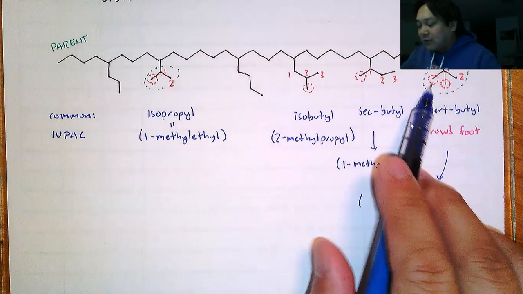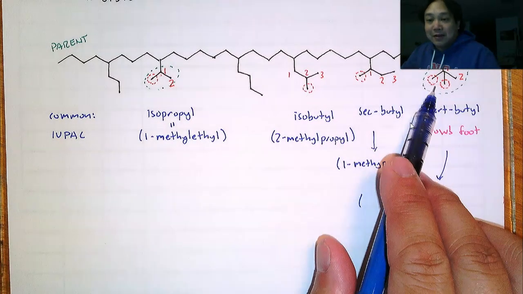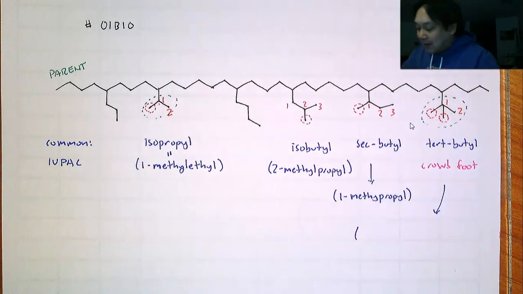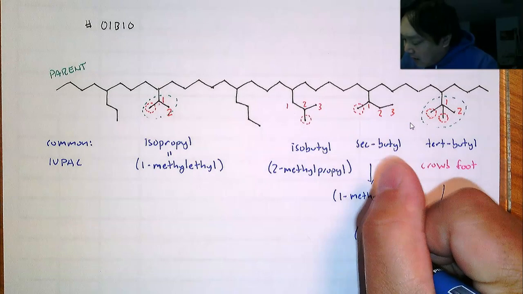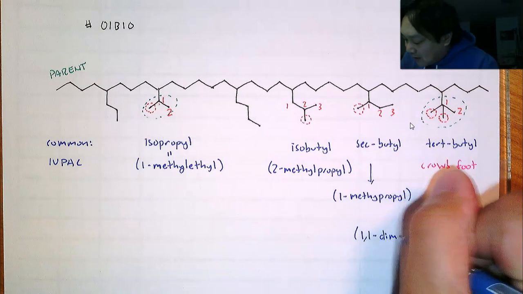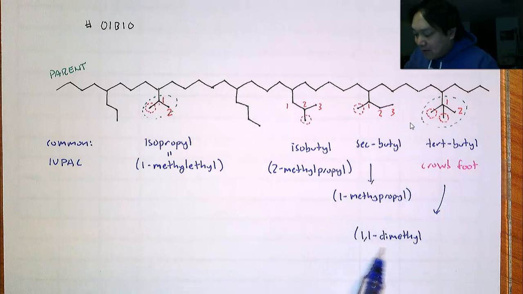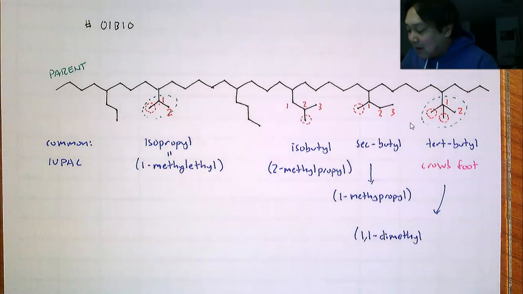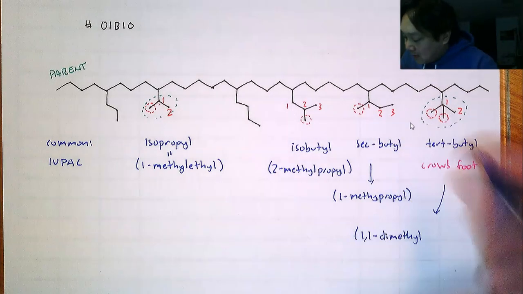Remember what we do if we have two of the same substituents? Di. And you have to put two numbers, even if they're the same number. Dimethyl, 1,1-dimethyl, and it's on an ethyl chain.